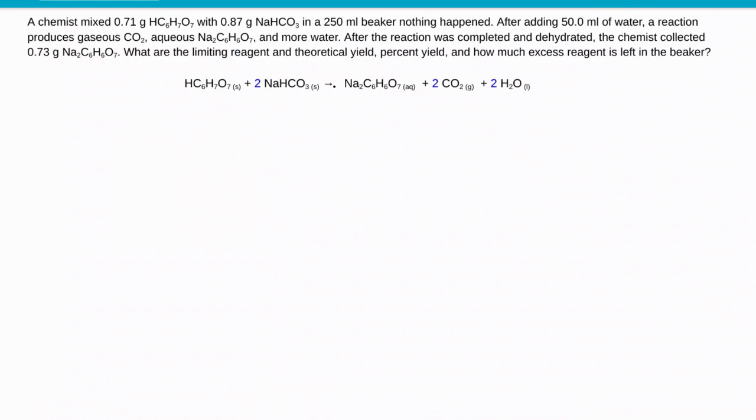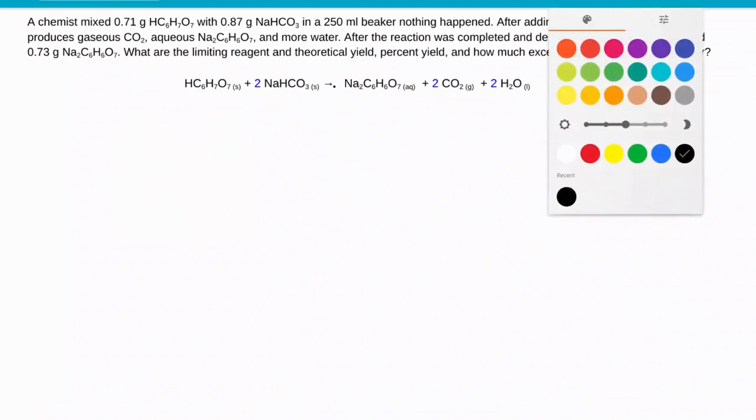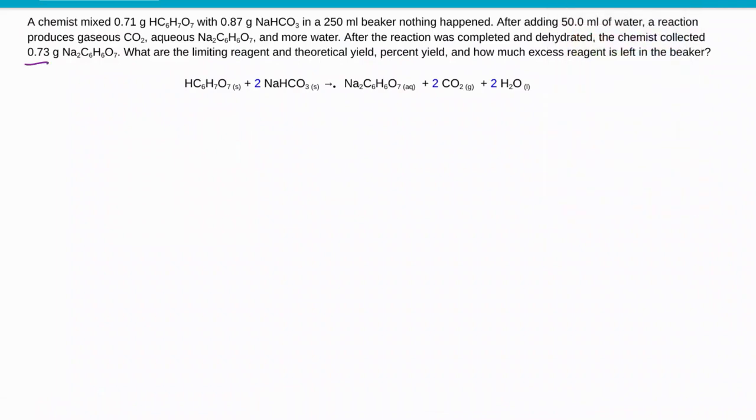After the reaction was completed and dehydrated, the chemist collected 0.73 grams disodium citrate. Now, when you see the word collected, produces, yield, or forms, that's the actual yield. So this particular value, the 0.73, is AY. It is the actual yield that's collected in the lab. So remember that. That's going to be needed later.